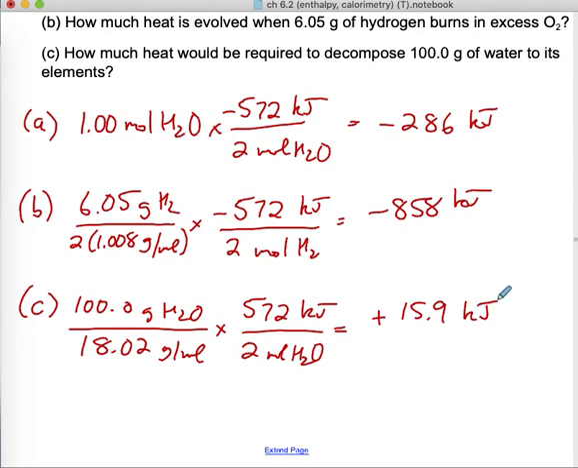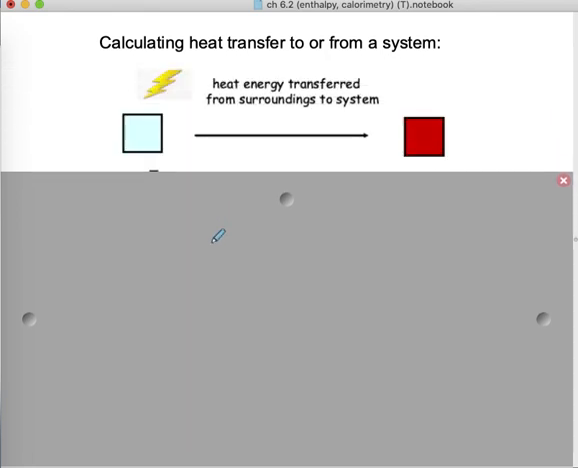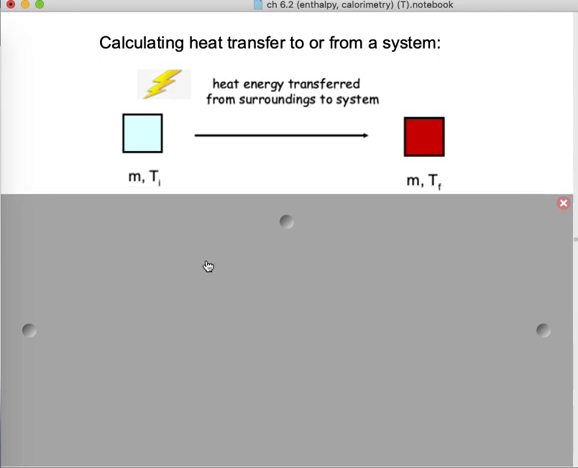Okay, now let's talk about calculating when we transfer heat to or from a system. I'm going to take this hypothetical system, this blue box, that has a certain mass and is at a certain initial temperature, T sub I, and that I'm going to transfer heat energy to it from the surroundings. It absorbs the heat energy and the temperature goes up. T final is greater than T initial.